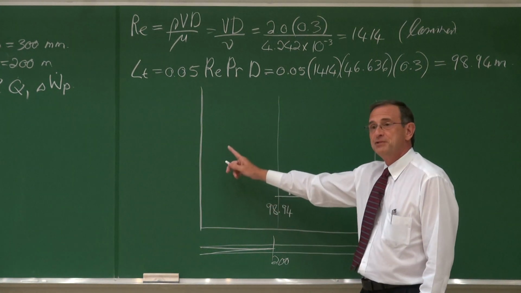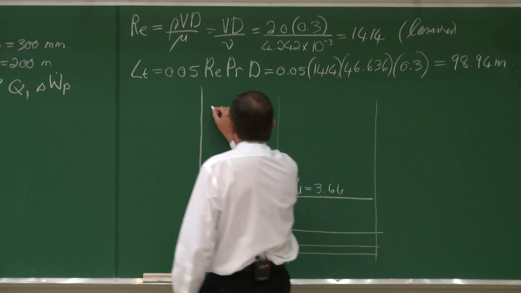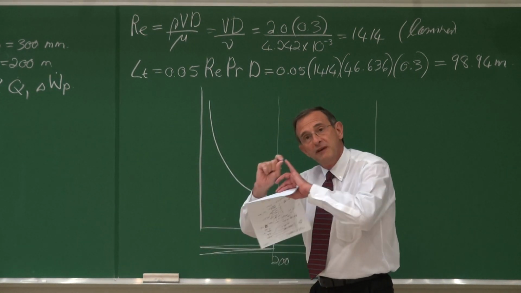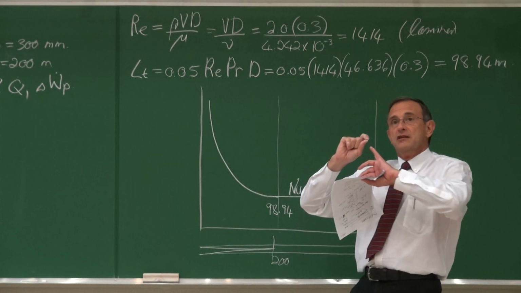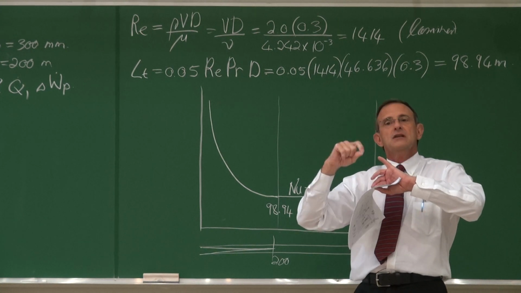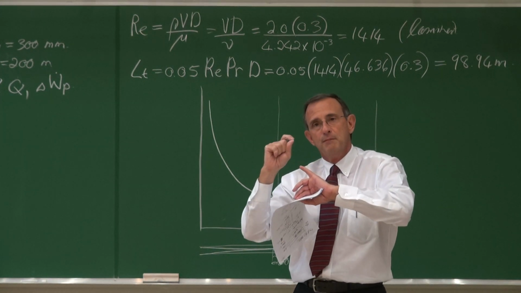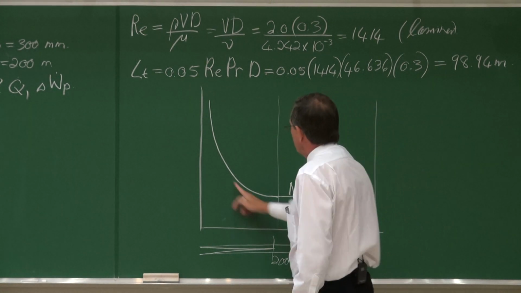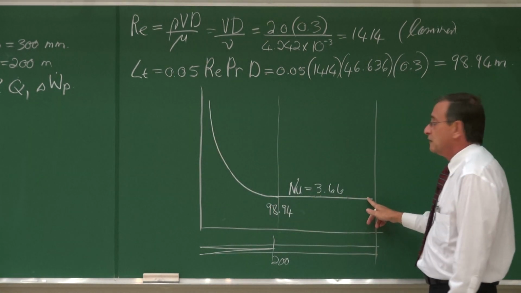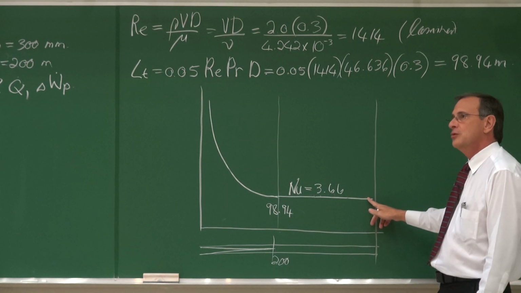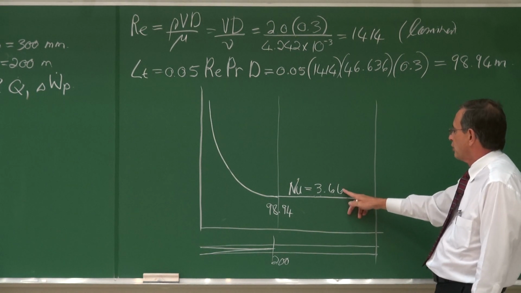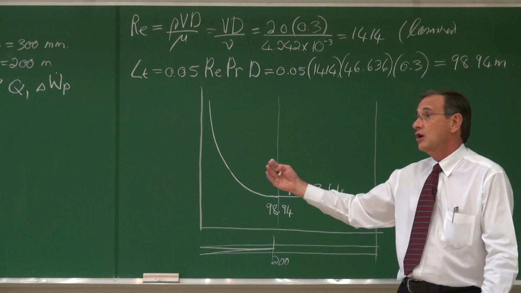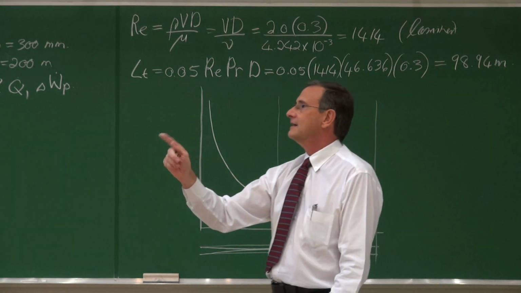And what will happen upstream? Upstream, the Nusselt number will be higher because the thermal boundary layer will be very thin. The thinner the thermal boundary layer, the higher the heat transfer coefficient will be. So we can see that if we need the average Nusselt number, then most probably it is going to be significantly higher than 3.66. We don't know how much higher, but it's going to be higher.